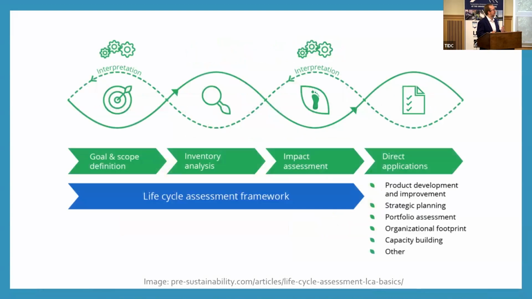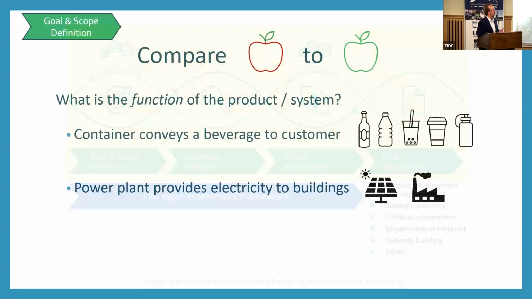And how we do it, just briefly, is we define a goal and scope, and we say, okay, why are we studying the thing and what are we studying? And then we get to work tracking down an inventory. What is the list of everything that went into making this product across the supply chain? And then we convert that into an assessment of what potential impacts there are on the environment. And we're interpreting these results along the way for applications such as improving products or strategic planning. And it's important in this first phase of goal and scope definition to compare apples to apples. That's what we're trying to do.